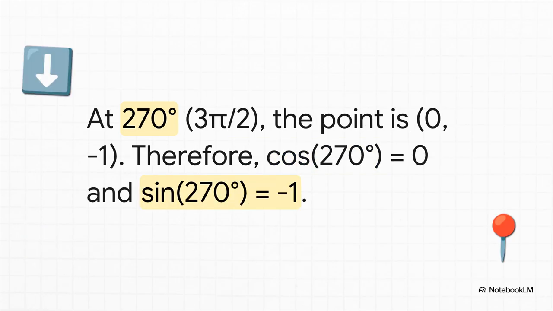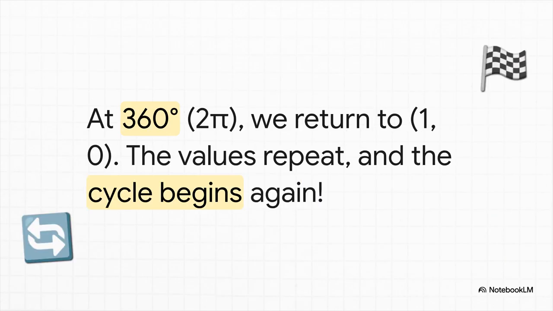You can probably see the pattern now, right? Let's go down to 270 degrees, pointing straight down. The point on the circle is 0, -1. So the cosine of 270 is 0, and sine of 270 is -1. It's crystal clear. And what happens when we go a full 360 degrees? We spin all the way around and end up right back where we started, at the point 1, 0. Which means cos 360 is 1, and sine 360 is 0, exactly the same as they were at 0 degrees.